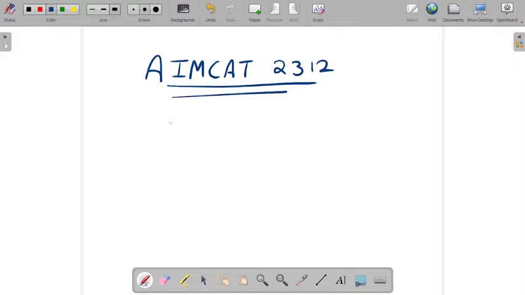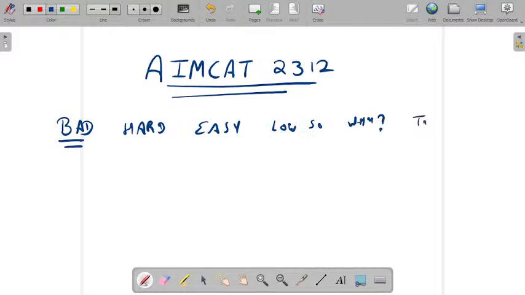So let's see what it is. There were some reviews. It was a bad mock. These are the reviews which I received: hard, easy, low scoring mock. Why do they give this type of mock? Time is not good this time. And there are some other reviews, but I don't agree with such reviews.